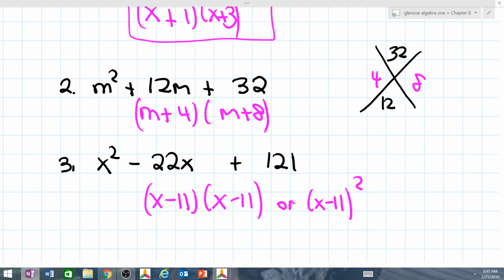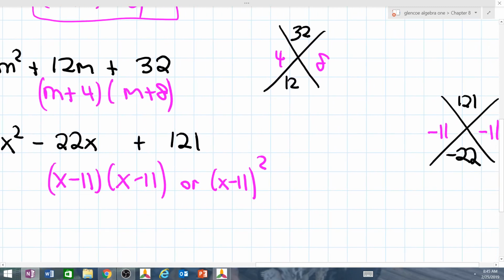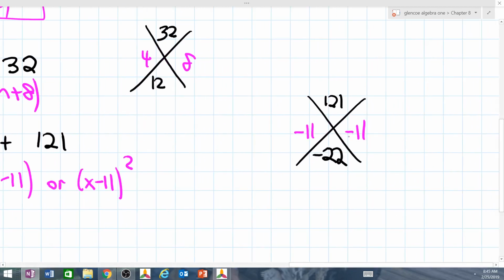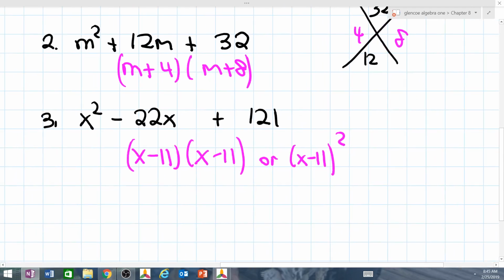Why is it negative 11? Because it has to add to a negative 22. So negative 11 times negative 11 is 121. However, negative 11 plus negative 11 is negative 22. If you put a positive 11, that would have been a plus 22x. Does that make sense? Yes?